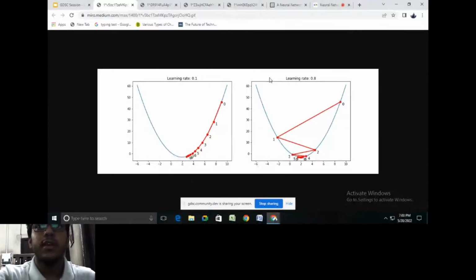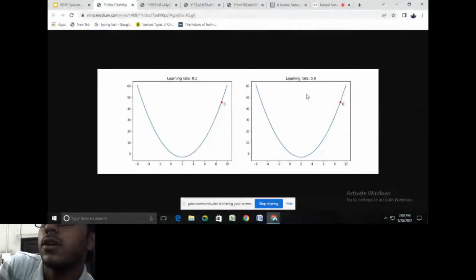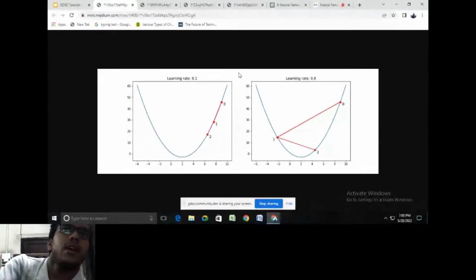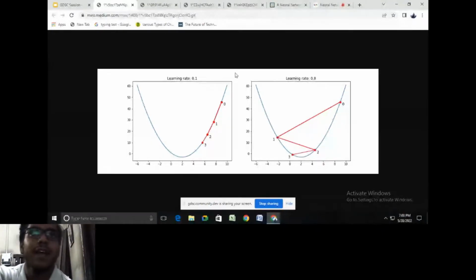So if you go with a larger learning rate, it won't affect much till a point. Now we will see how much the learning rate actually impacts this gradient descent algorithm.